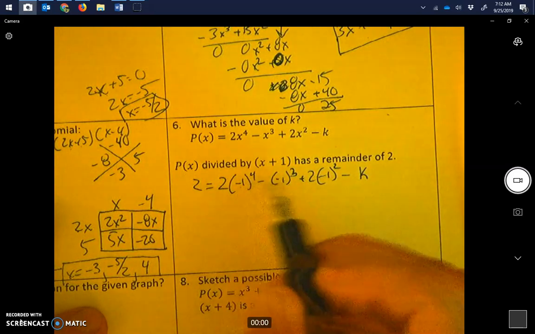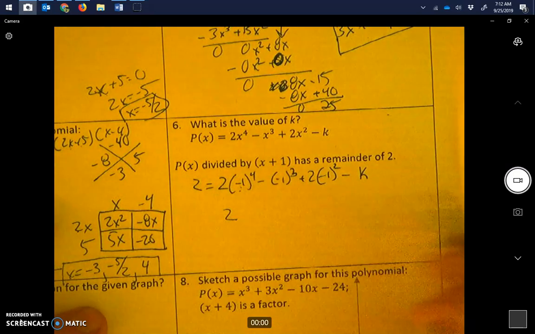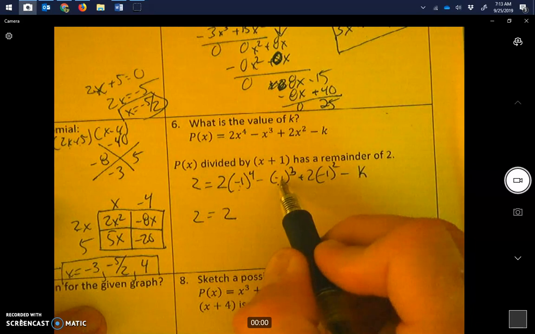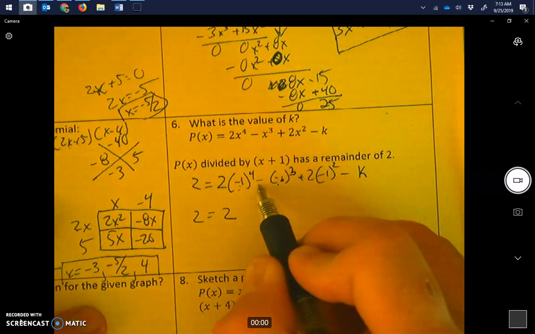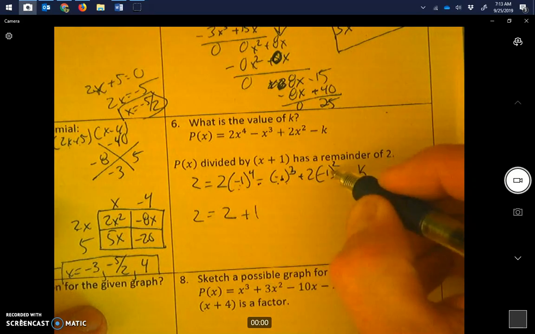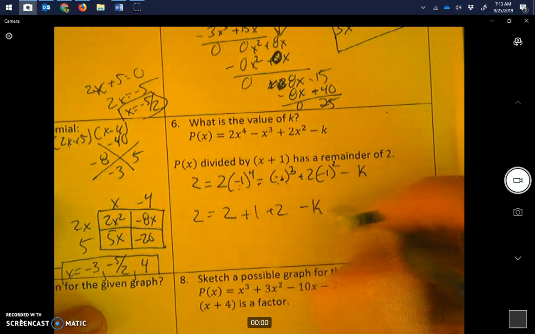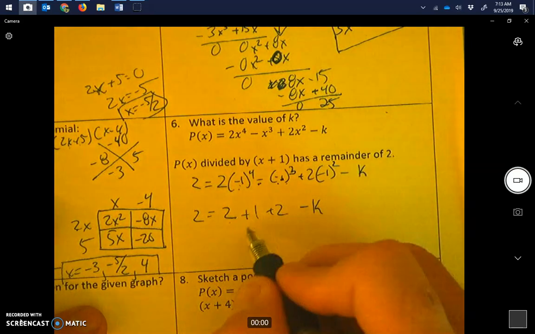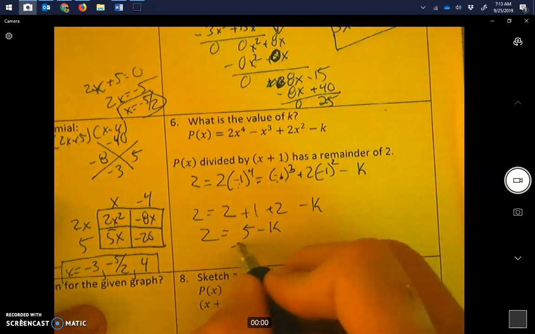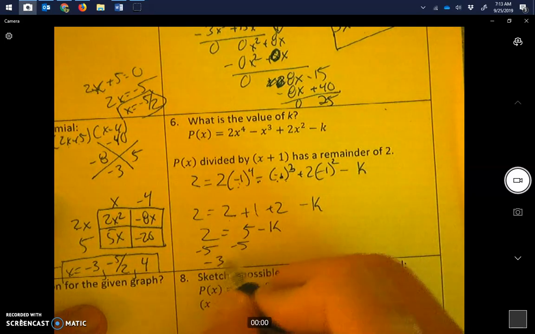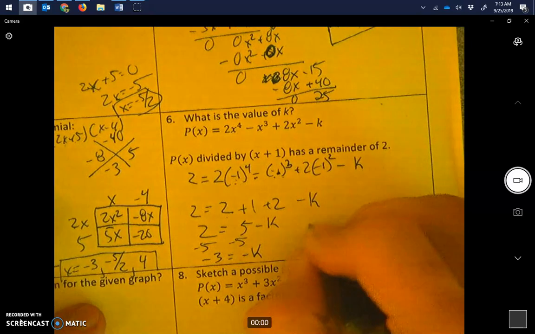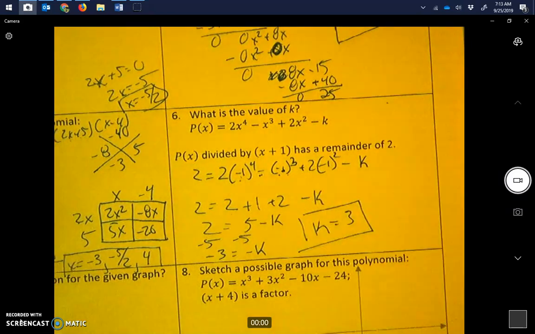Negative 1 to the 4 is just going to be 1. 1 times 2 is 2. I'm going to write this left side, 2 equals. Negative 1 times negative 1 times negative 1 is negative 1. Something subtracting negative 1 is going to be a positive 1. Okay. Negative 1 squared is 1 times 2 is 2 again, and then minus. Okay. So 2 plus 1 plus 2 is 5. We are going to subtract 5 from both sides. We get negative 3 is equal to negative k. So then we can divide or multiply both sides by negative 1, and we get k is equal to 3.